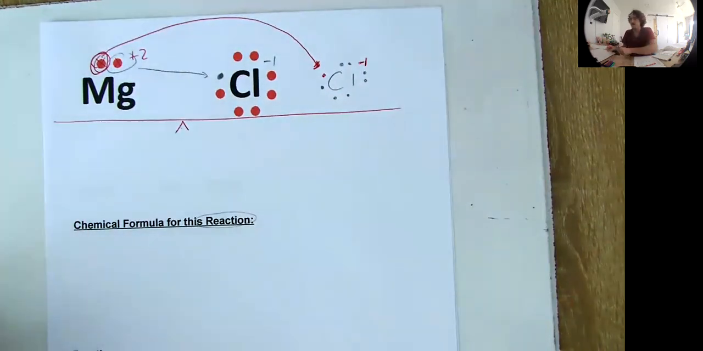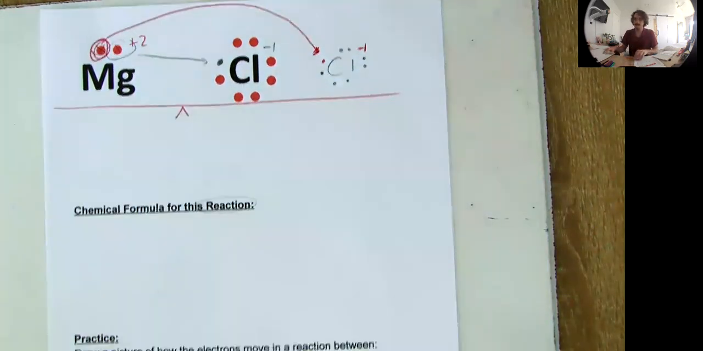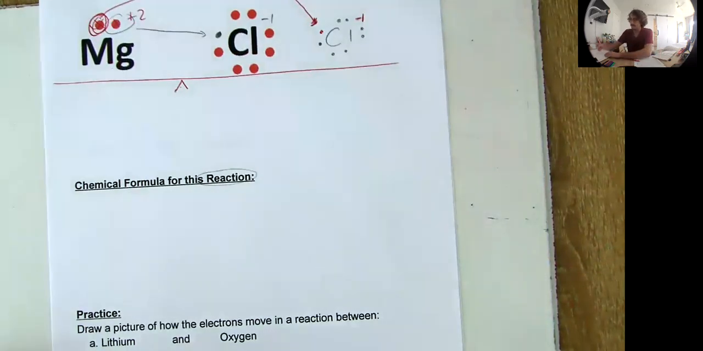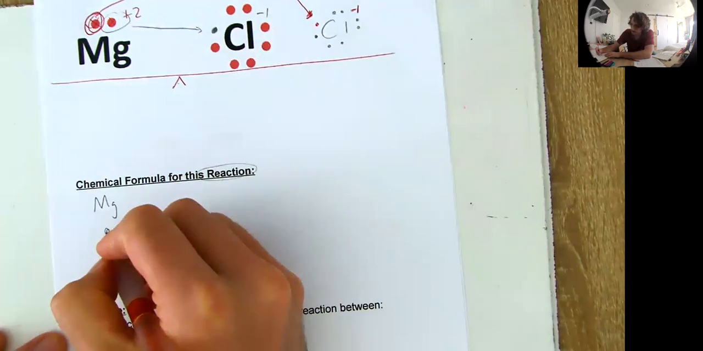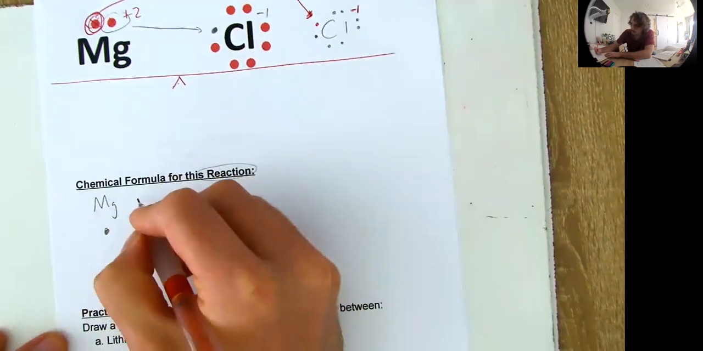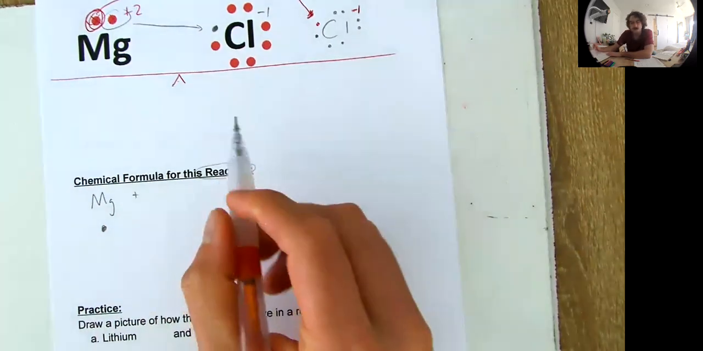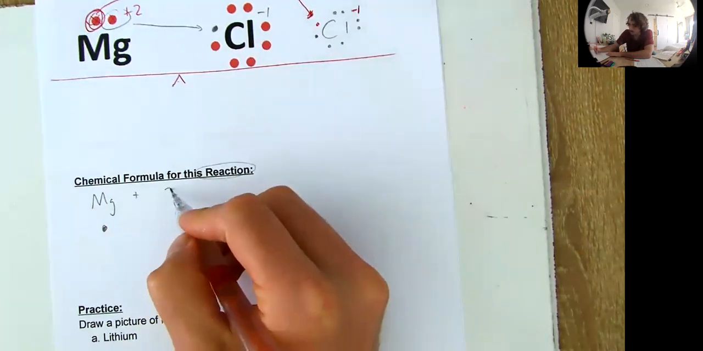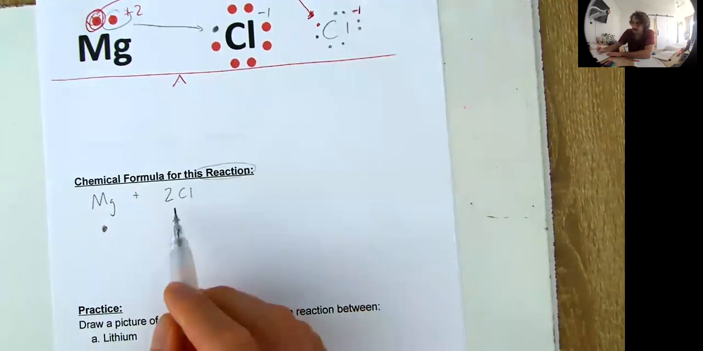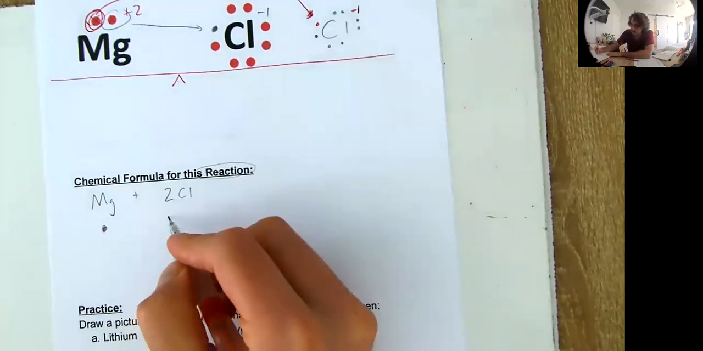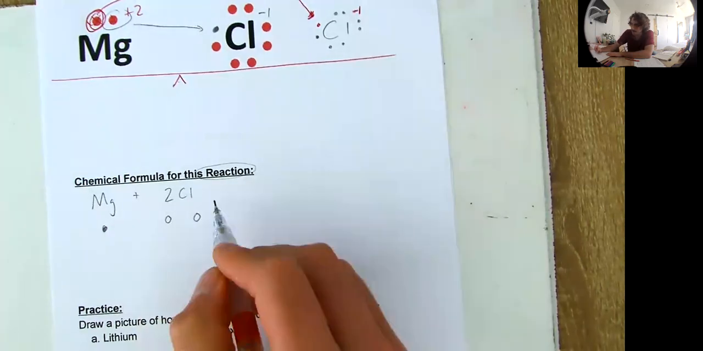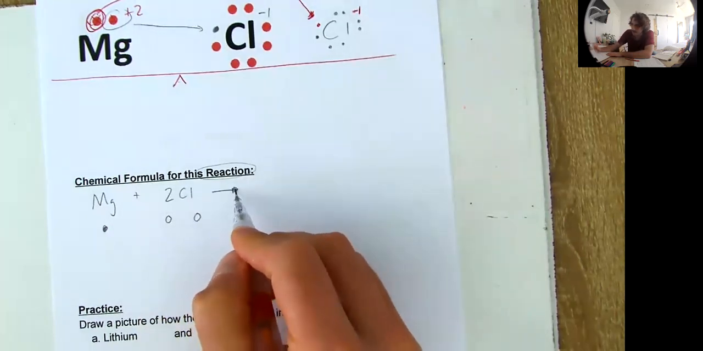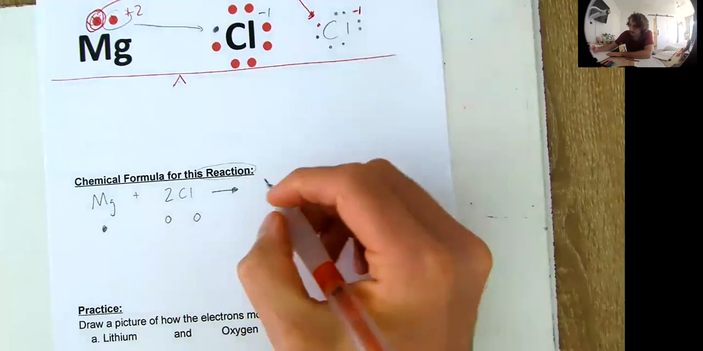So how are we going to write this in a chemical reaction? Well, it'll look like this. There's our one magnesium. We'll draw it out. And this is how you write two separate chlorines. 2Cl. That lets me know that there's two separate atoms of chlorine. And I'm saying the word separate because they're not bonded together. But once they react, then we get a compound that looks like this.